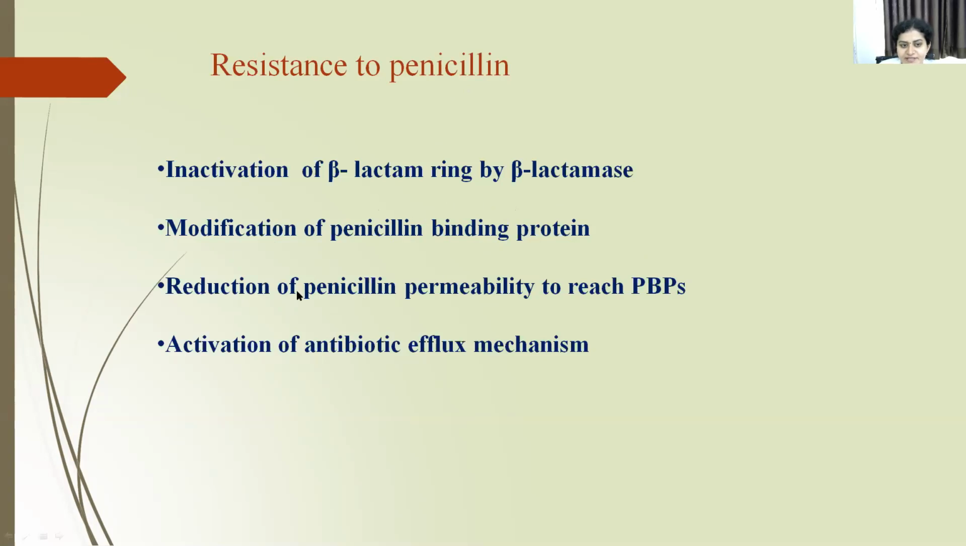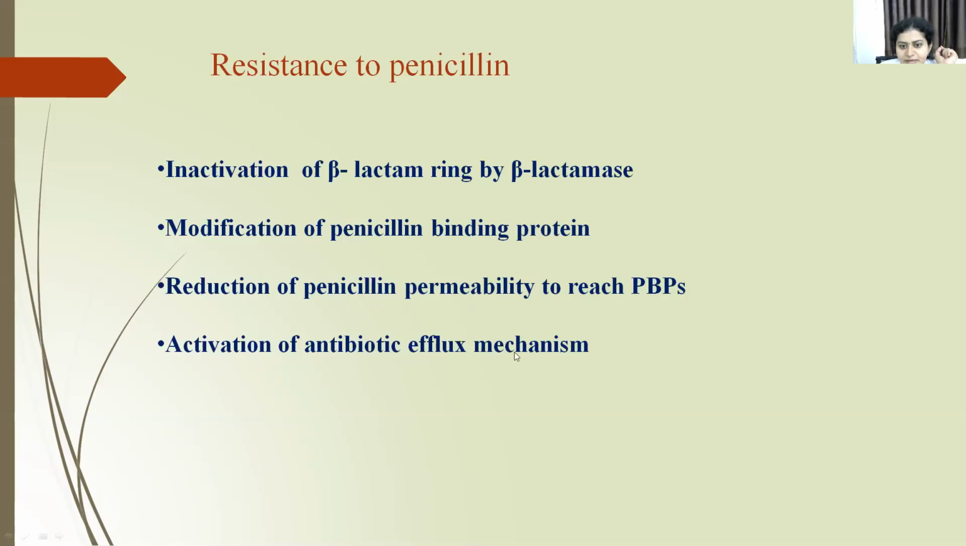Then third mechanism is reduction of penicillin permeability to reach the penicillin binding proteins. Okay, there are some mutant Pseudomonas organisms. Because of that, the porin channels which have to be open for the penicillin to act, the porin channel will be closed. Because of that, the permeability to penicillin will be reduced. As a result, the penicillin binding proteins cannot have access to penicillin.